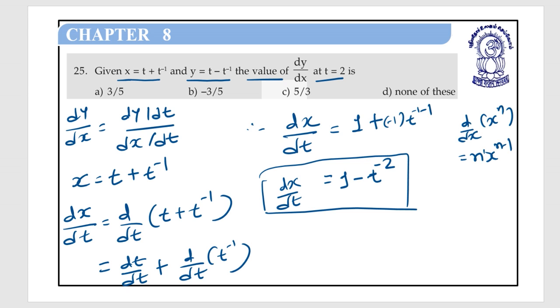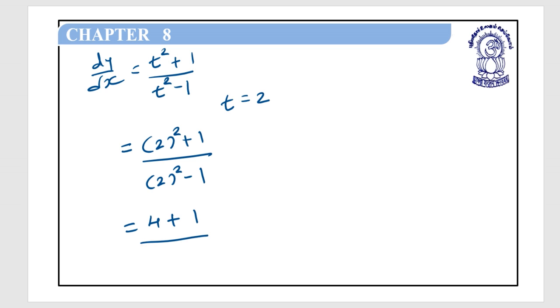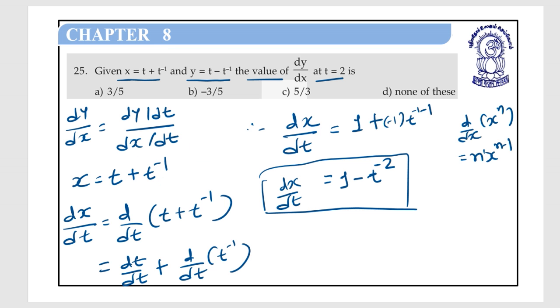At t is equal to 2, you have to find out for t is equal to 2. So put the value into this equation. So 2 square plus 1 upon 2 square minus 1. 2 square 4 plus 1. 2 square 4 minus 1. 4 plus 1 is 5. 4 minus 1 is 3. So 5 by 3 is the answer. So here option C, 5 by 3, is the answer.